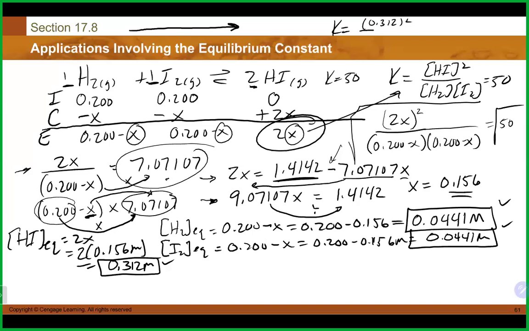If you did that, that would give you K is equal to 0.312 squared divided by 0.0441 and 0.0441. If you do that, you hit a 50 basically. So everything hopefully went right. Yeah. So it's a good way to check yourself. Question on that. All right.